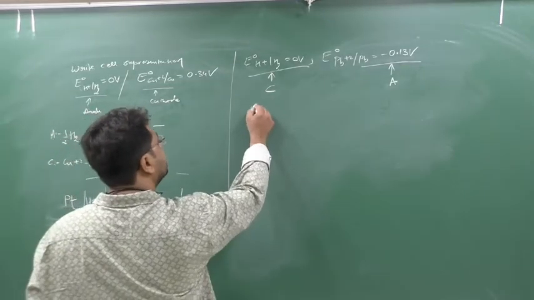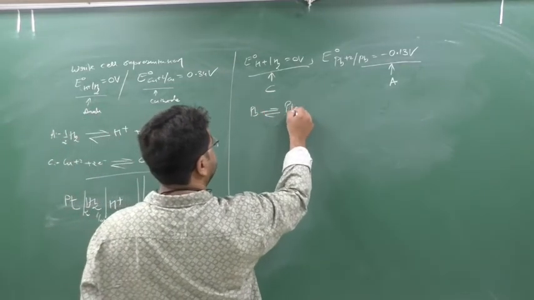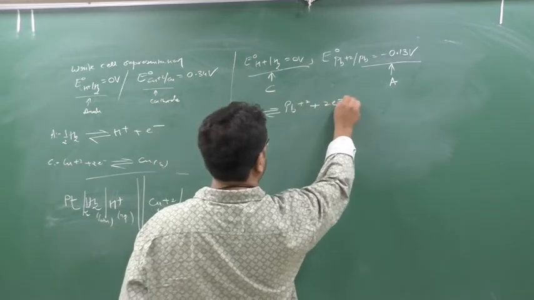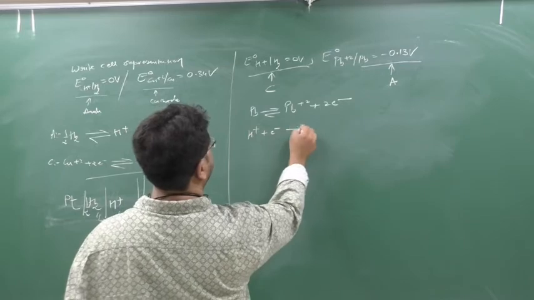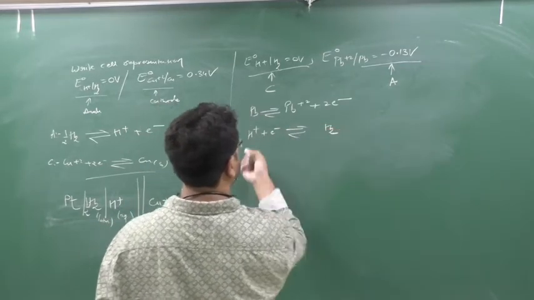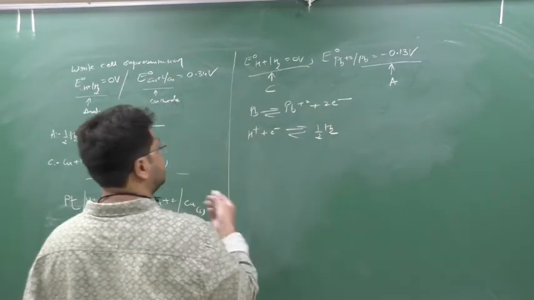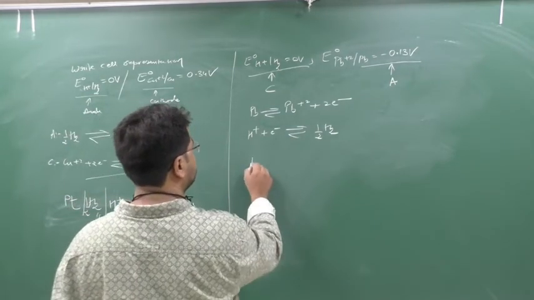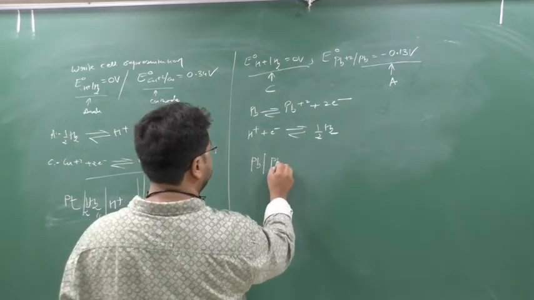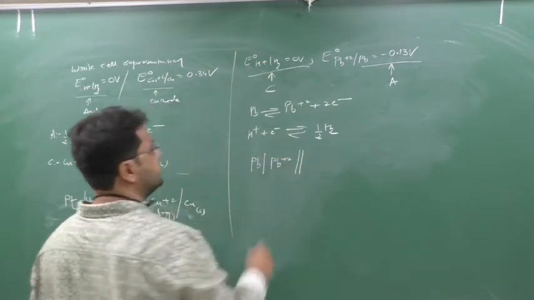Now first I will write on the anodic portion. So Pb is converting into Pb plus 2 plus 2 electrons. Now I write on the cathode. Cathode means reduction, H plus plus electron gives H2. Here I write down the half. So I write the representation. At first will come the anode, so Pb is converting into Pb plus 2, salt bridge, then cathode.